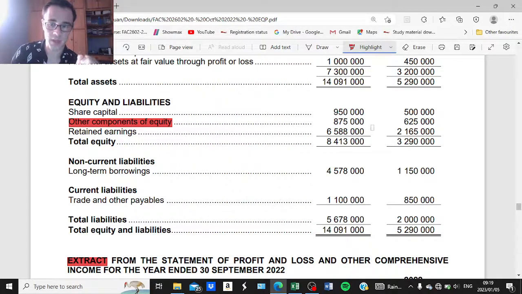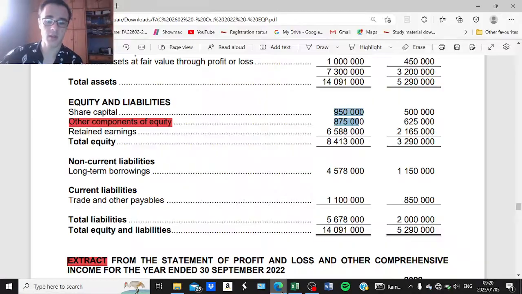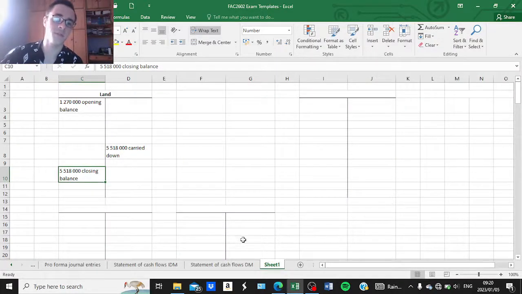on the debit side of the land general ledger account. And the value of the current year's revaluation surplus is just calculated as the difference between the 875 and the 625. So let us calculate that amount. 875 is the closing balance for other components of equity, which we assume only consists of revaluation surplus, and the opening balance was 625.